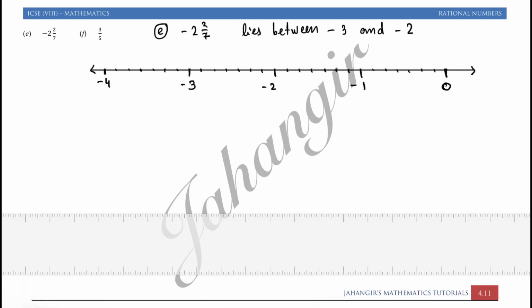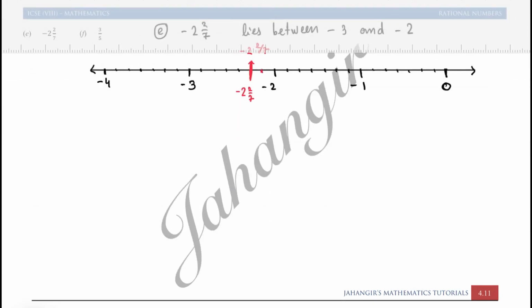Now minus 2 by 7. So minus 2 is here and 2 7th. This is 1 7th. This is 2 7th. So here I can write it is minus 2, 2 by 7. No need to write both sides, just mark it properly with arrows and write minus 2, 2 by 7 is here. It's a proper marking.